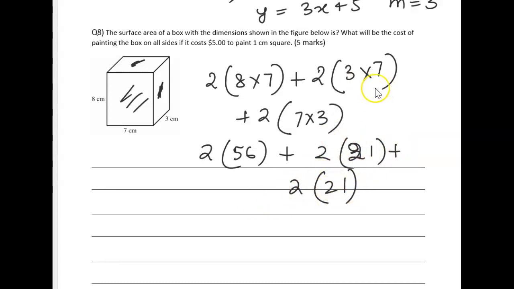So, yeah, so just add them. 56 and 56 will be 112 plus 21, 42 plus another 42. And you add all this and that will be your answer.